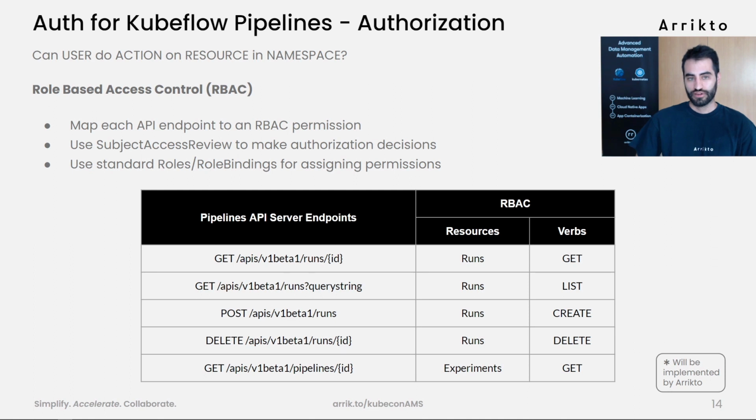Now, be careful and make sure to note that these resources are not CRDs, but we can use the subject access review API to authorize them anyway. So we are essentially using Kubernetes as an authorization system, an authorization database, and enable admins to assign fine-grained permissions in the same way they do for Kubernetes-native APIs with roles and role bindings. This method of authorization will be implemented by Arrikto.